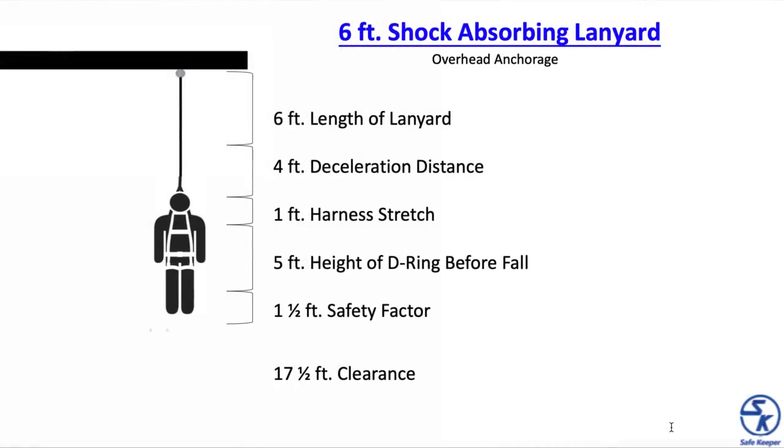Next, we are looking at a 6-foot shock absorbing lanyard connected to overhead anchorage. First, take into account the length of the shock absorbing lanyard, which is 6 feet. Next, the deceleration distance of 4 feet. Add 1 foot for the harness stretch or D-ring shift.